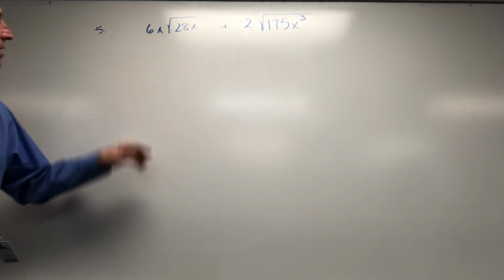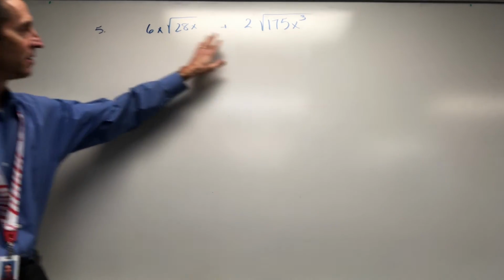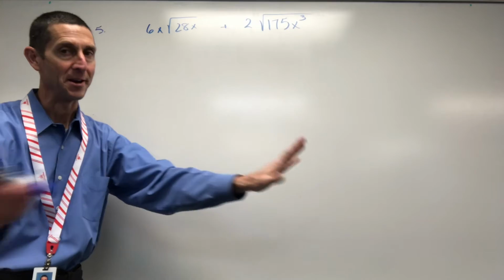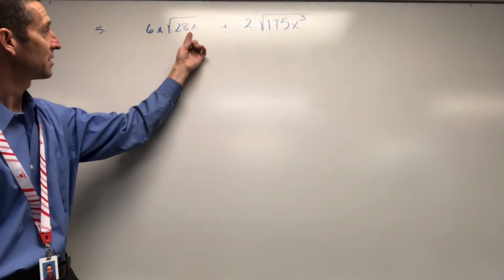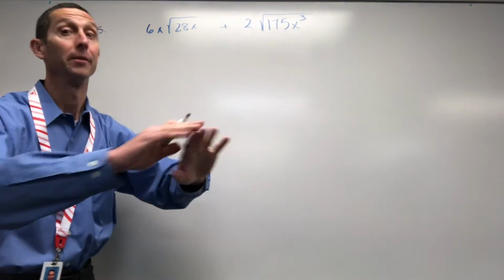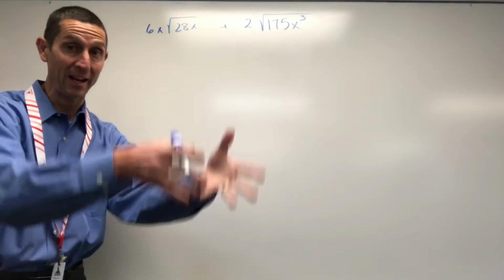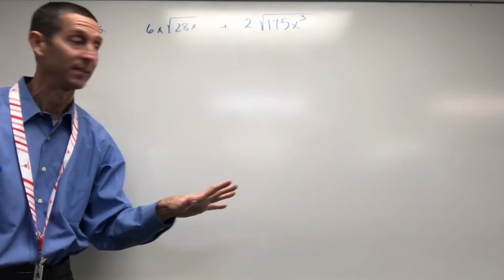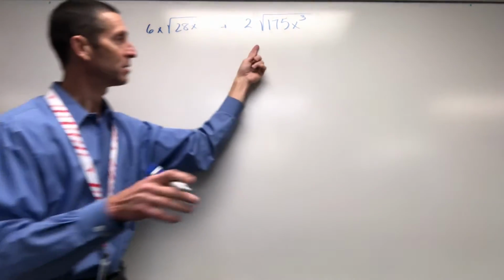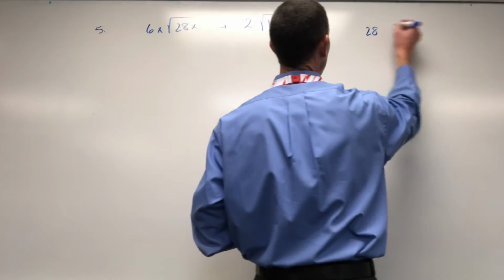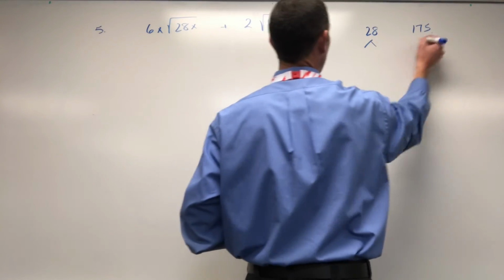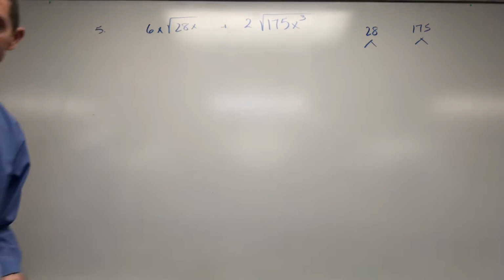Okay, again, this time you got 28, you got 175, not the same. You have an X here, you have an X third there, not the same. We got to get numbers and letters, everything's got to coordinate. Let's work on the 28, let's work on the 175. We're going to factor tree those all the way down.